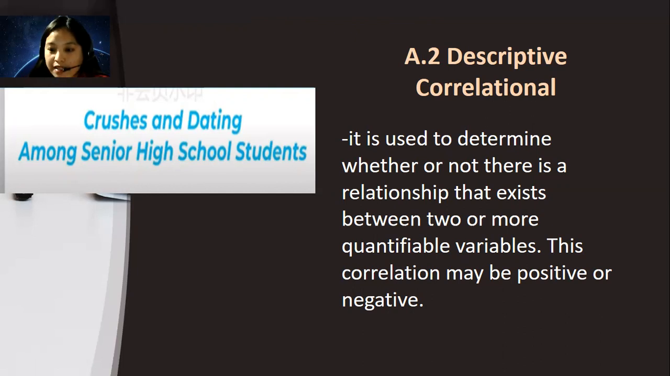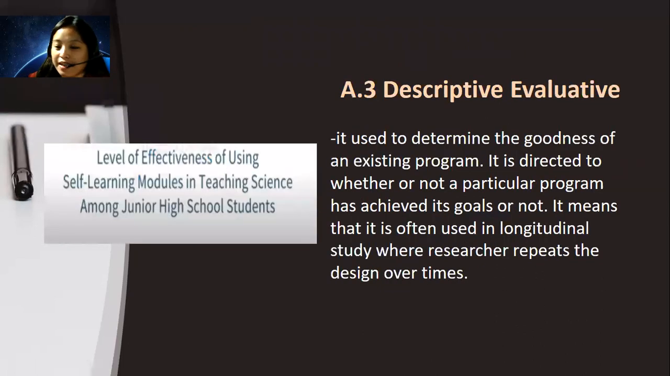So it means that is the context of the relationship, also according to the statistical data, depending on the number of hours they may be dating, whether the effects are too much, or whether there are limitations. And then the descriptive evaluative, it is used to determine the goodness of an existing program. It is directed at whether or not the particular program has achieved its goal.